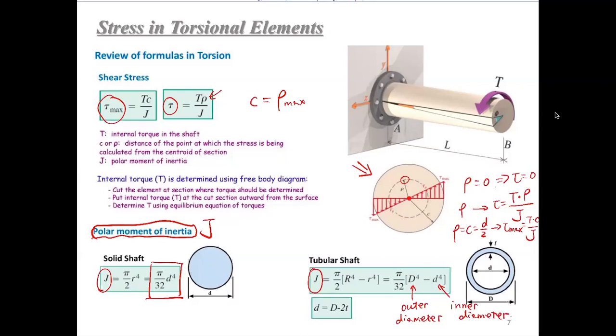Okay, so if it's a tubular shaft, J equals pi over 32 times the outer diameter to the fourth minus the inner diameter to the fourth. These are just two equations to calculate the sectional property. When you have determined the internal torque using a free body diagram, and determined this sectional property, J or polar moment of inertia, and when you know the location where you are determining the stress, you can determine the rho or the C. Then you can use the equations to calculate the stress.